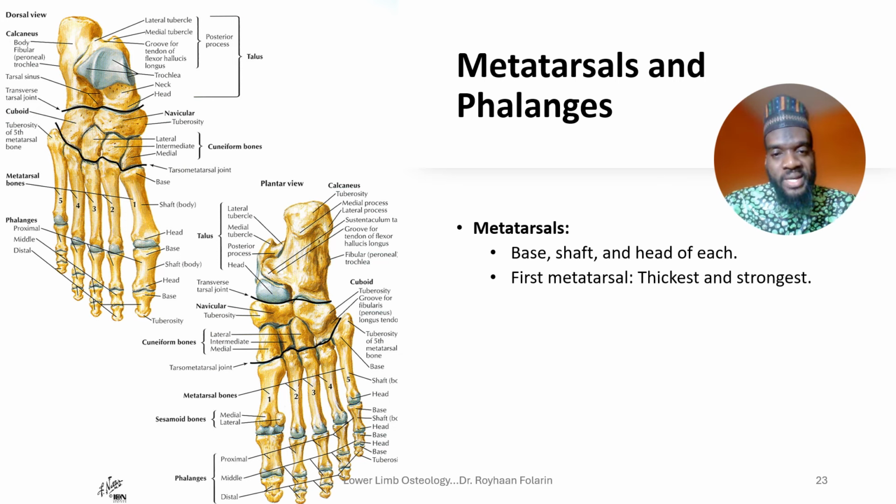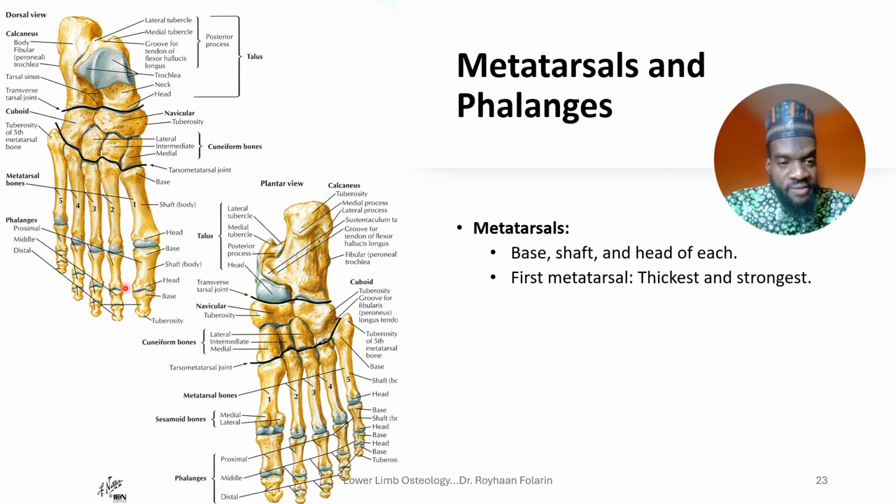Now for the metatarsals, these are the 5 digits: 1, 2, 3, 4, 5, and each of them has a base, a shaft, and a head. Right, a base, a shaft, and a head. 5 of them like that.